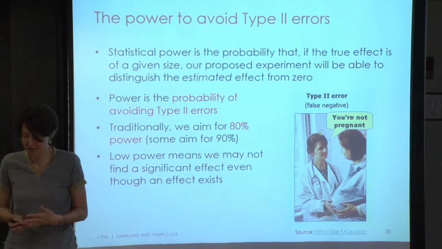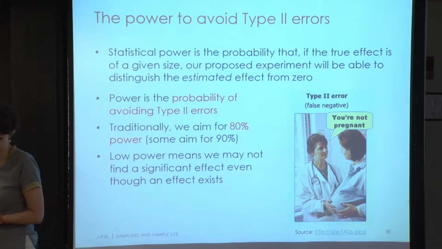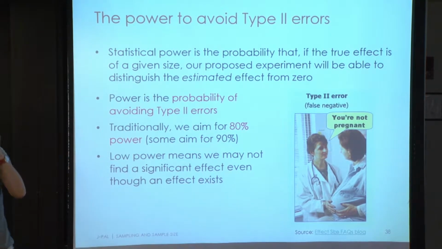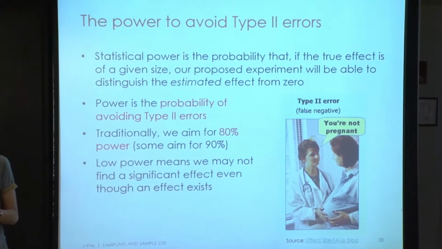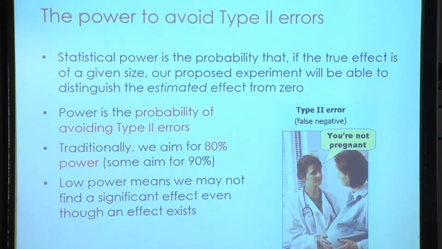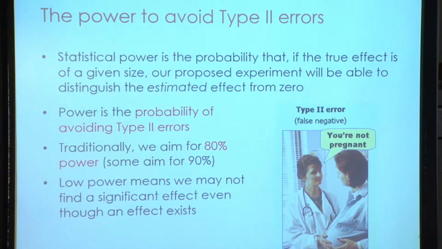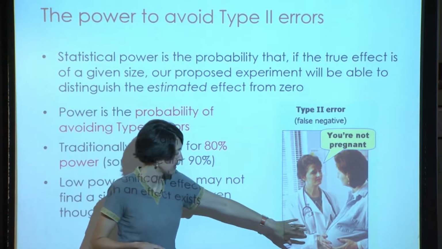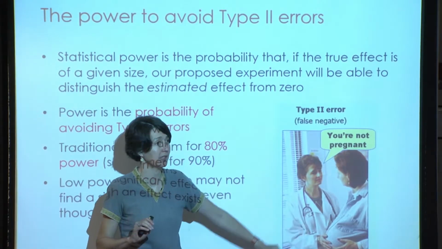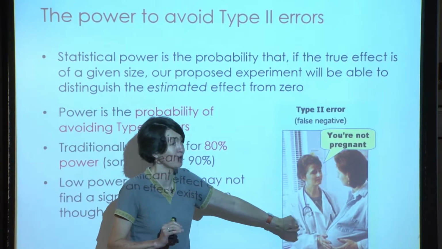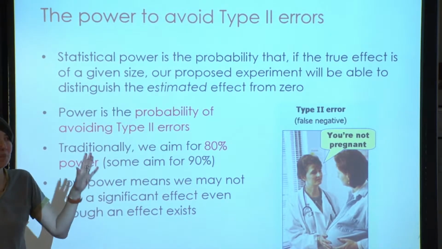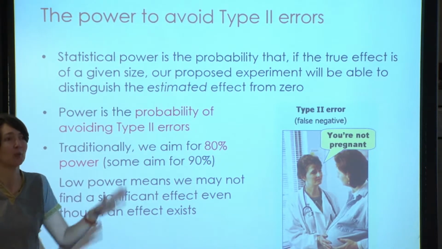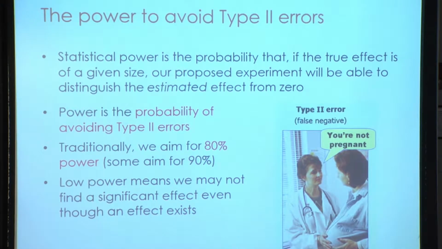So there's another error that you can make, and this is what statistical power is about. It is the probability that if there's a true effect, if you really are pregnant, you'll be able to distinguish the effect from 0. How often when someone really is pregnant will we say, oh, you're not actually pregnant? How often when there really is a true effect will we say that there isn't? That is what power is about: the ability to pick up a true effect when there really is a true effect.